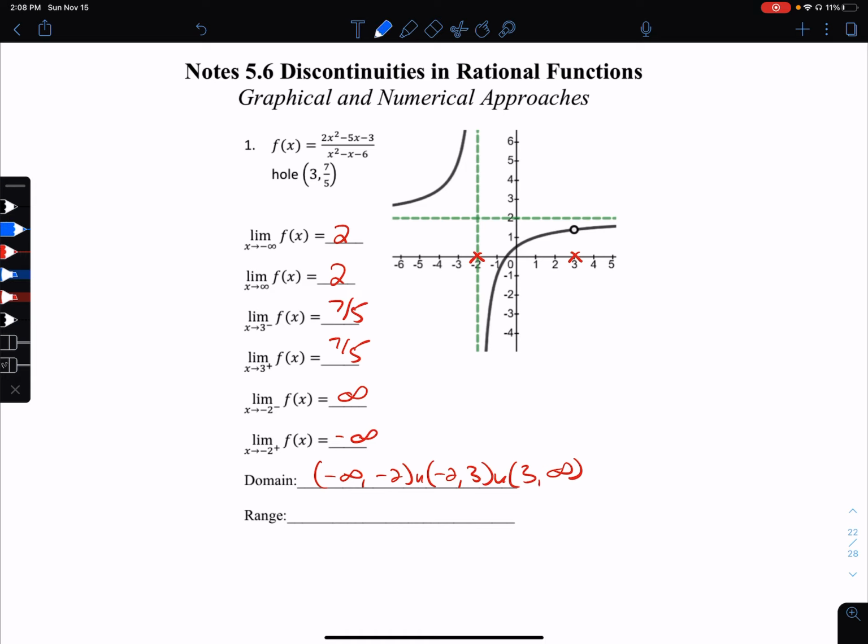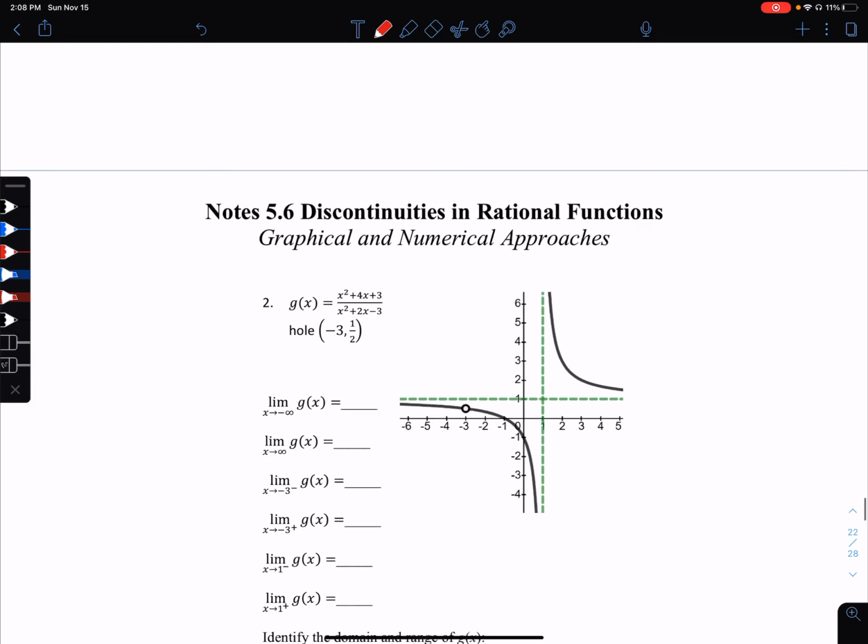What is the range of this function? Well, the range is everything except for the y value of the hole and the y value of the horizontal asymptote. So the range is going to go from negative infinity up to the y value of the hole, skip over the y value of the hole, and then go to 2. It skips over 2 and goes to infinity. So that's the first example. Let's check out another.